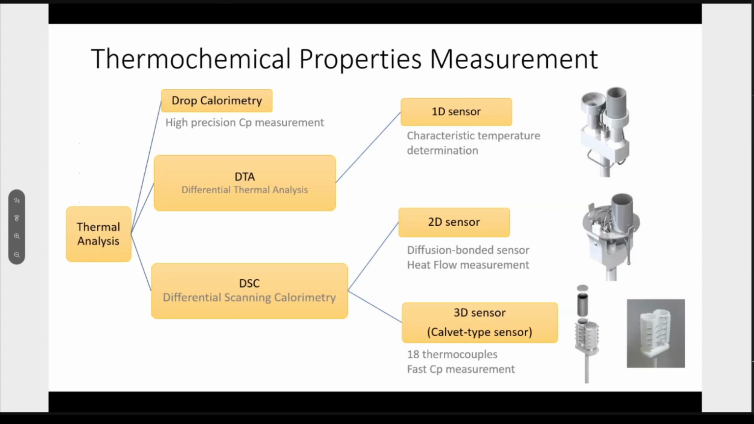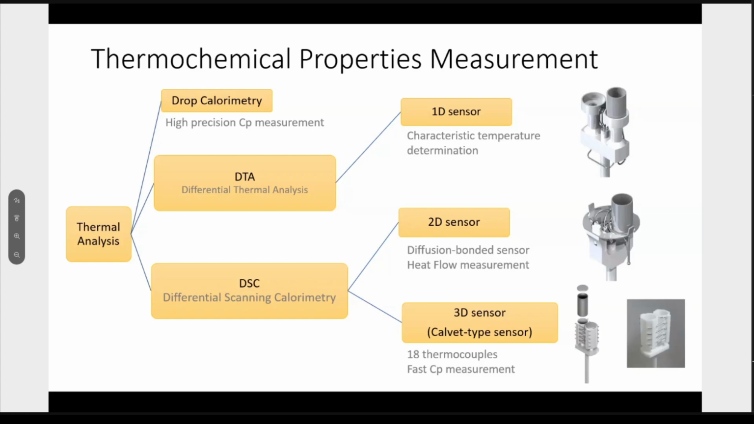Now, many different scientific techniques exist for the characterization of thermochemical properties. I just introduced some of them, like drop calorimetry. This is a very good high-precision Cp measurement. We don't have it, but I put it here because I personally want it. I'm requesting Jean-Philippe to purchase one, but we don't have it so far.